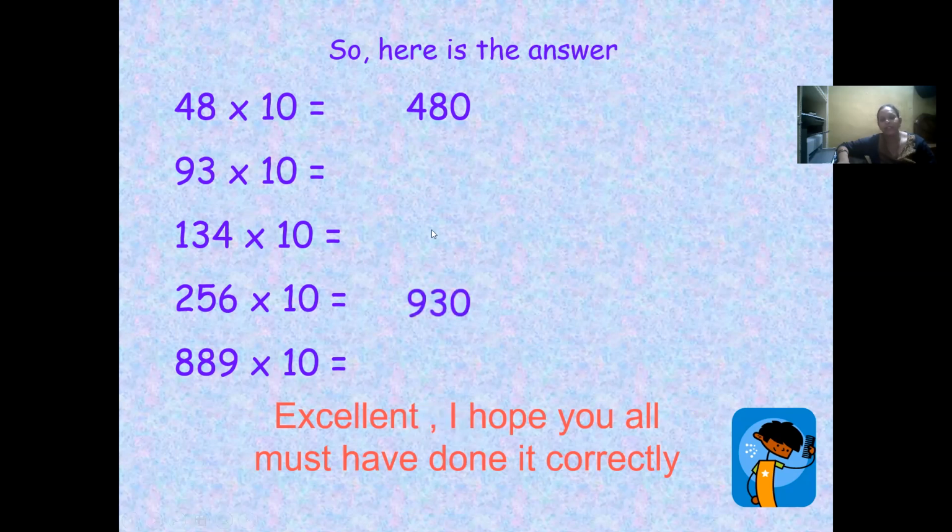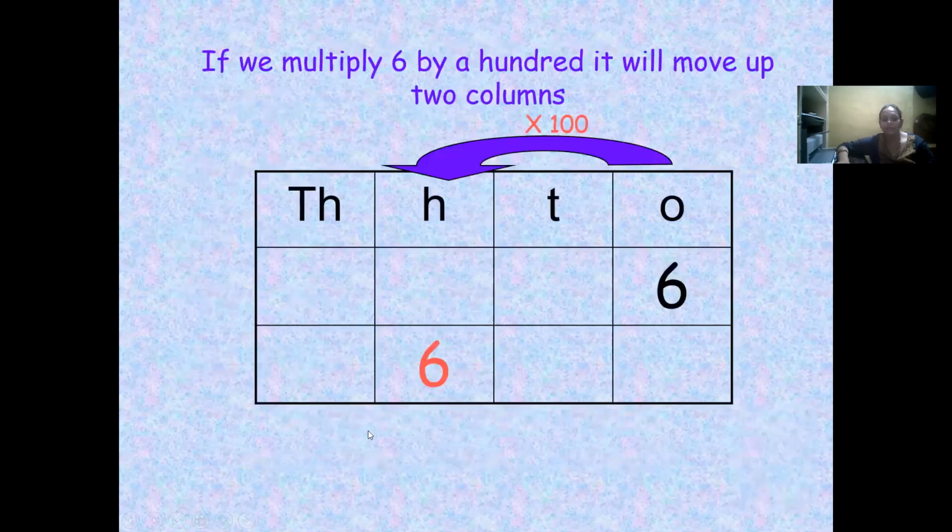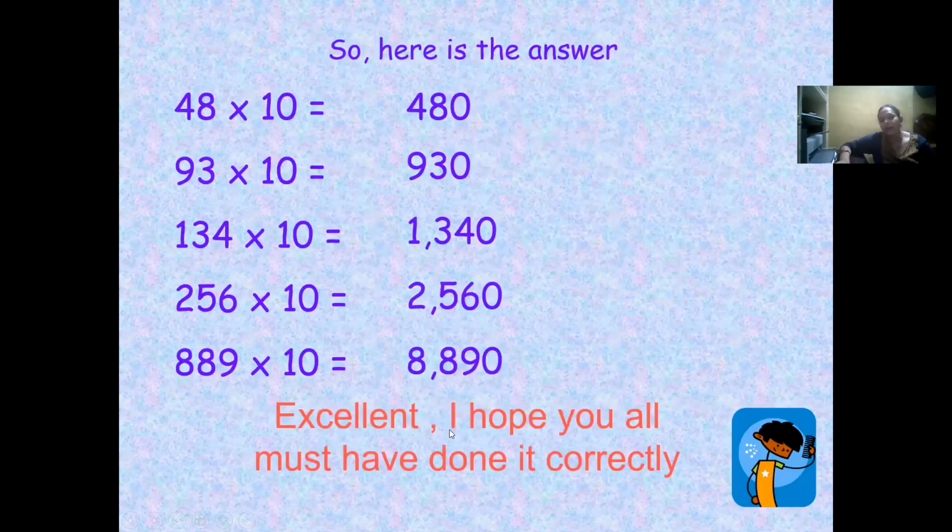93 into 10 is 930. 134 into 10 is 1340. 256 multiplied by 10 is 2560. And then 889 into 10 is 8000, sorry, 8890. So excellent students, I hope you all must have done it correctly.